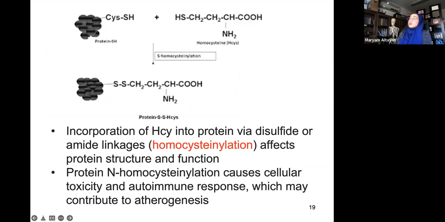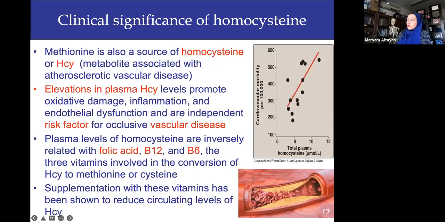Okay, so incorporation of homocysteine, which we were just talking about, into a protein can be via those disulfide bonds. Remember, sulfur binding to another sulfur. This disulfide bond is going to cause a fold within the protein, and that is going to cause alterations in structure and function. Another link of homocysteinylation is that it's linked to toxicity and autoimmune responses, which might be the reason it contributes to atherogenesis, the formation of this atherosclerotic plaque, which is bad for the body and can cause heart attacks, vascular disease, etc.